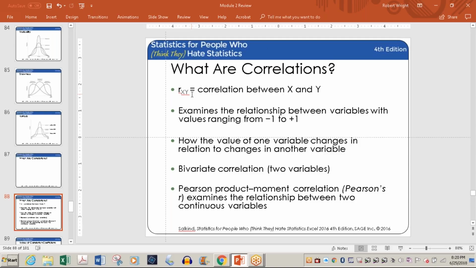Now, they have things called bivariate correlations where you're testing two variables, and then you have the Pearson product moment correlation, also referred to as Pearson's R, that examines the relationship between two or more continuous variables.